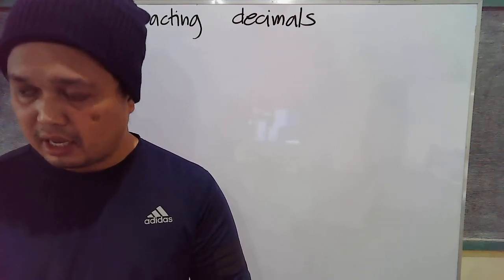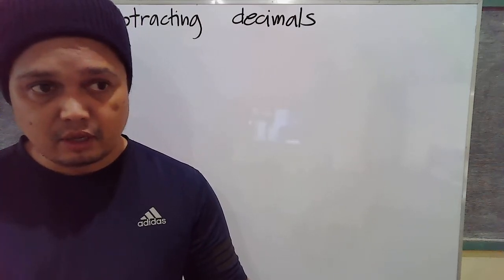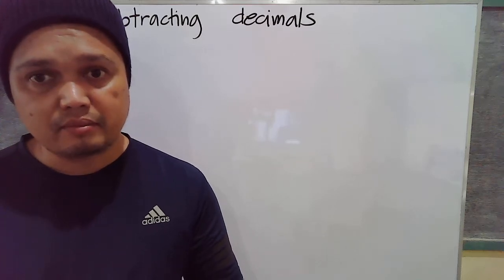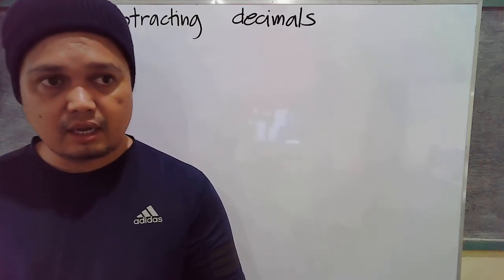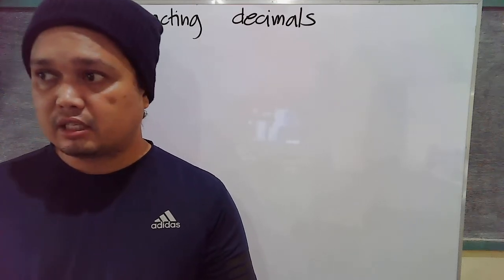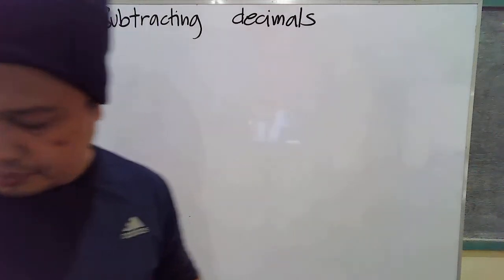Again, how to subtract decimals? Very important. When you arrange the decimals, you have to align all the decimal points and subtract just like whole numbers. Now we're gonna have just 5 examples. Let's start from number 1.